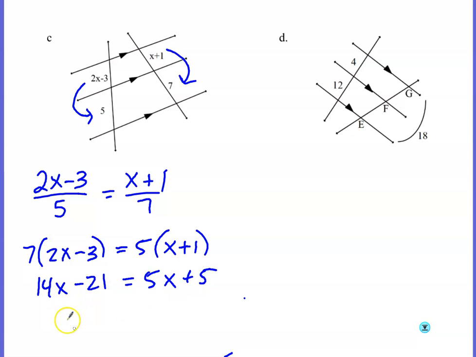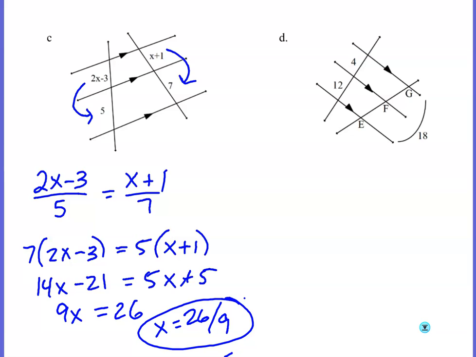Okay, so then I subtract 5 and I get 9x, I add 21, I get 26, and this one doesn't come out nice, it just stays 26/9. That's the best we can do. If you tried to write it as a decimal, which you can, it comes out to 2.8 repeating, so you just have to have a repeating symbol.